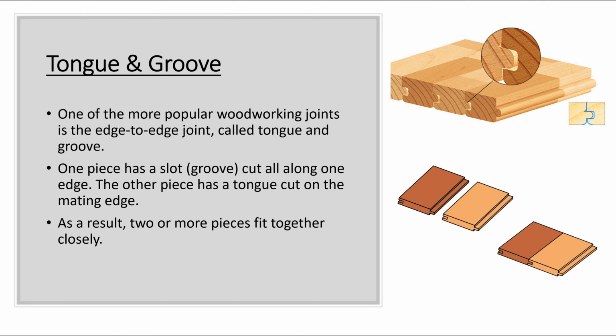Okay, and then we have a tongue and groove. So this is one of the more popular woodworking joints. They are very, very popular in flooring. Okay, so in wood flooring and in laminate flooring and vinyl flooring, this is how they are attached together. One piece has a slot, which is like the groove, cut along one edge, and the other piece has a tongue cut on the mating edge. As a result, two or more pieces fit together closely.